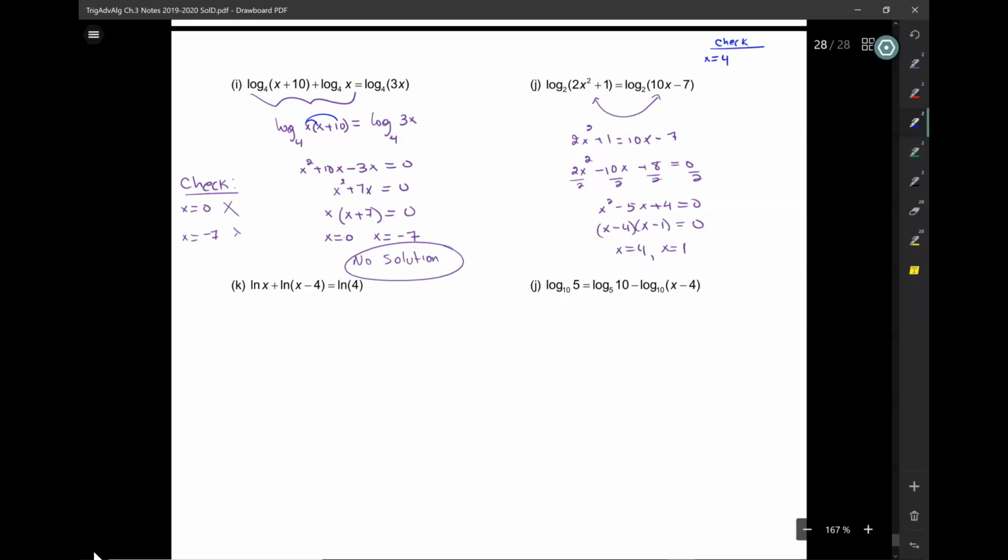All right, so let's check. x is 4. I plug it in here. What do I get? Log base 2 of 2 times 16 plus 1. Is this equal to log base 2 of what happens if I plug a 4 in there? 40 minus 7, 33. Does that give me 33 on this side? 2 times 16 plus 1? It does, so that works. Well, what about x equals 1? I get log base 2 of 3. Does that equal log base 2 of 10 minus 7? It does. So they both work.